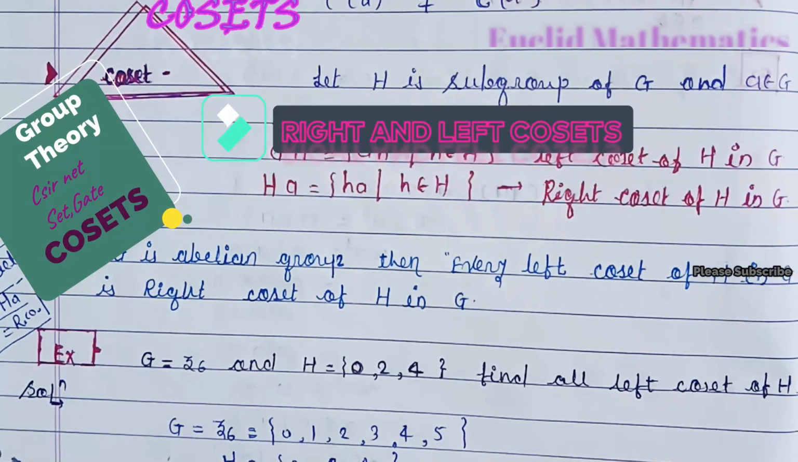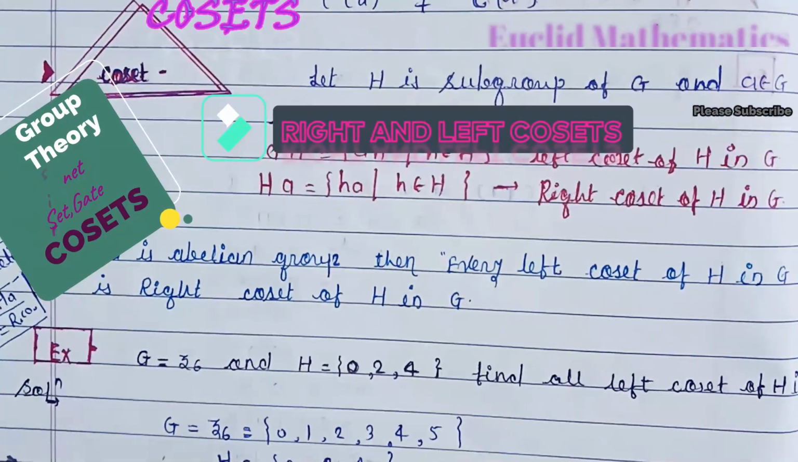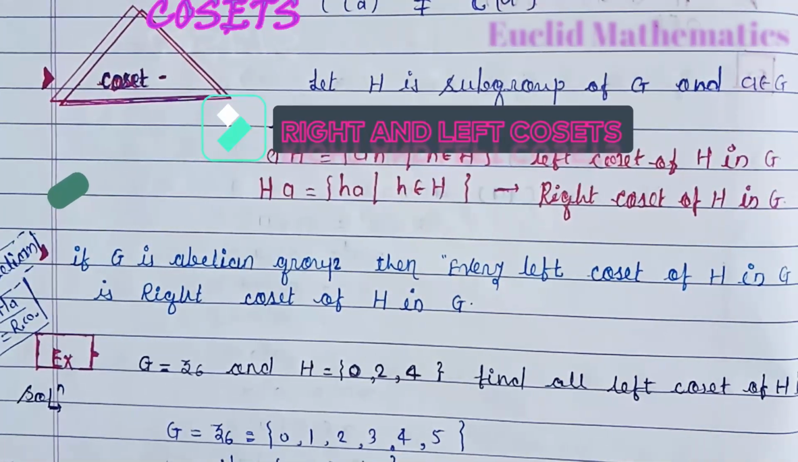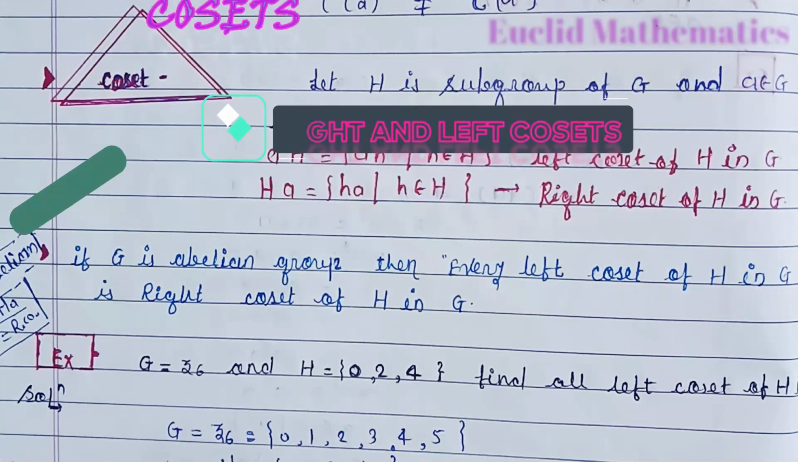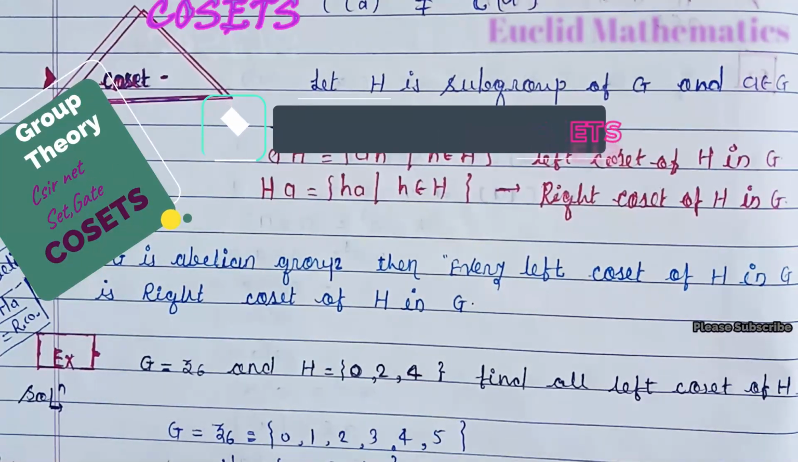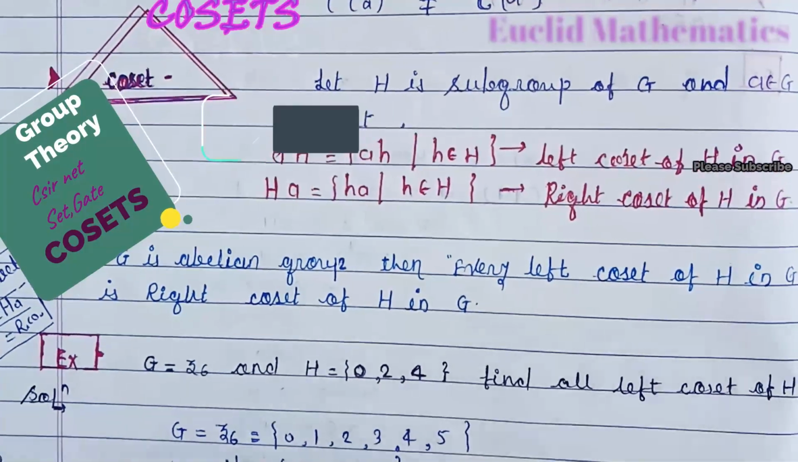We just have to learn it in coset, which is a left coset and right coset. If any group has left and right cosets, then we say that it has a coset. Now let's see the definition of a coset. We will first understand the definition of coset, and then go for some examples on coset.